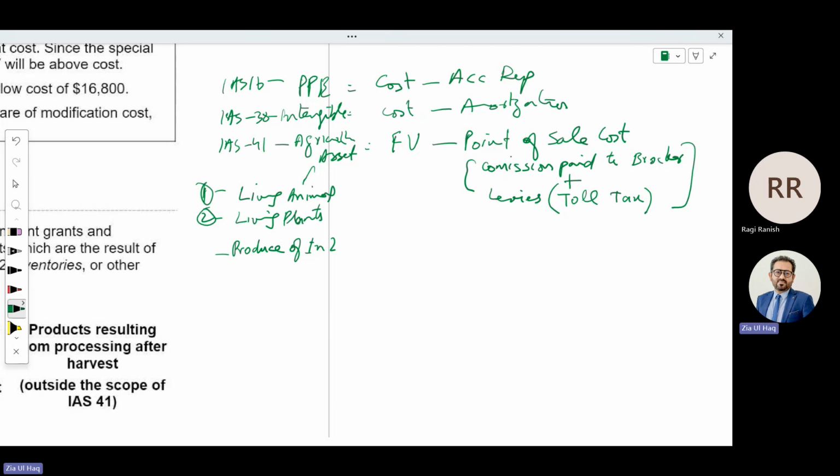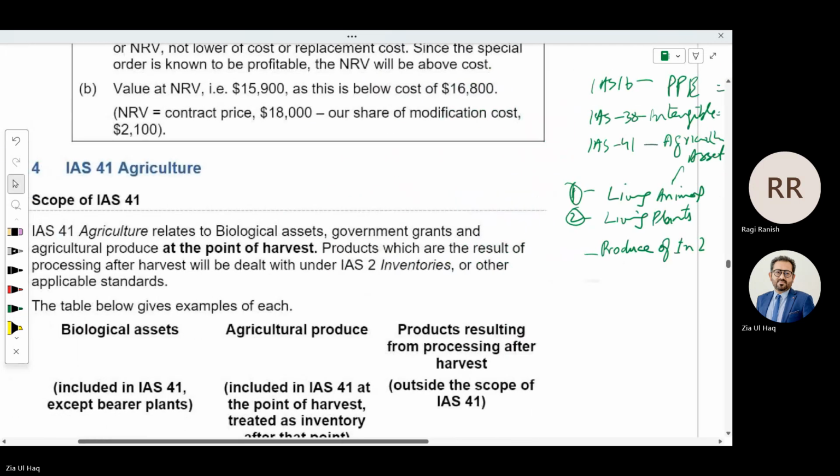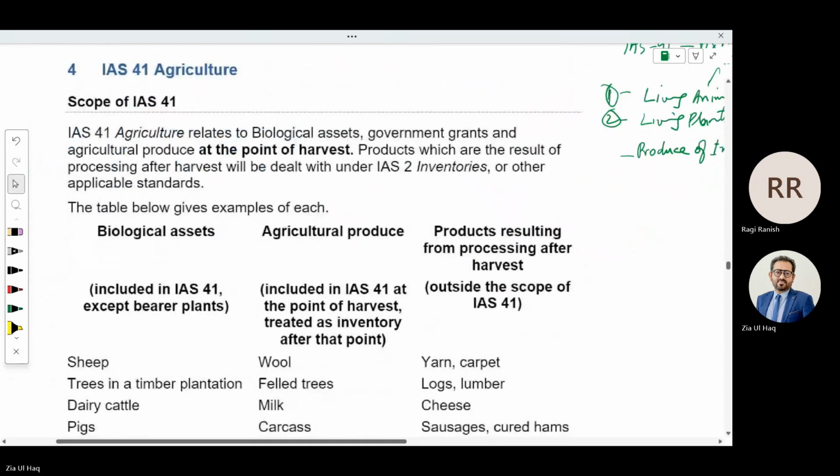So how should agriculture assets be measured? Fair value less point of sale cost. What are agriculture assets? Living animals, living plants, and their produce. Okay, let's discuss. We should take a break first. Take a break. With a fresh mind, we will discuss this standard and we will move towards further questions. So take a break.